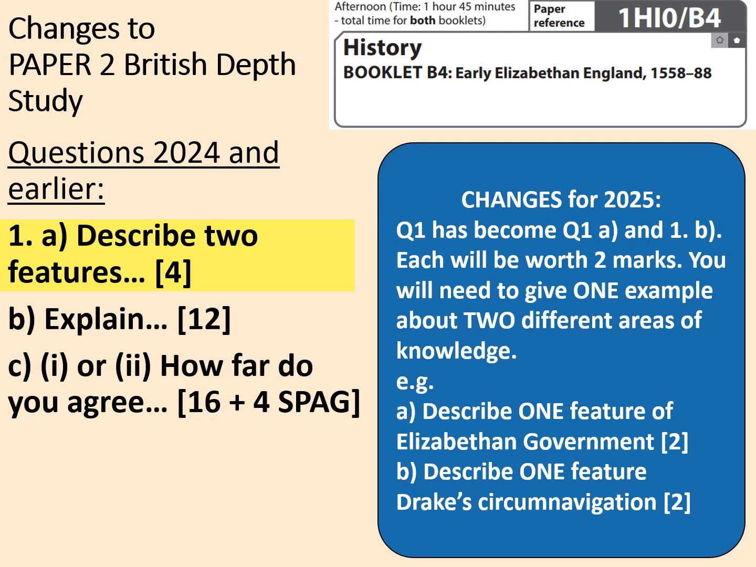You will need to give 1 example about 2 different areas of knowledge. So it might look like this. Describe 1 feature of Elizabethan government for 2 marks and describe 1 feature of Drake's circumnavigation for another 2 marks. Again, giving you a chance to show off a bit broader knowledge, which is probably a positive change.